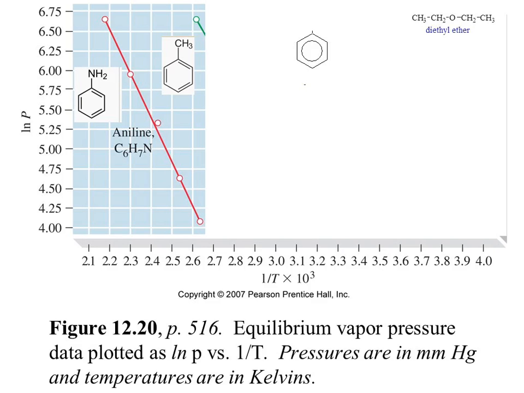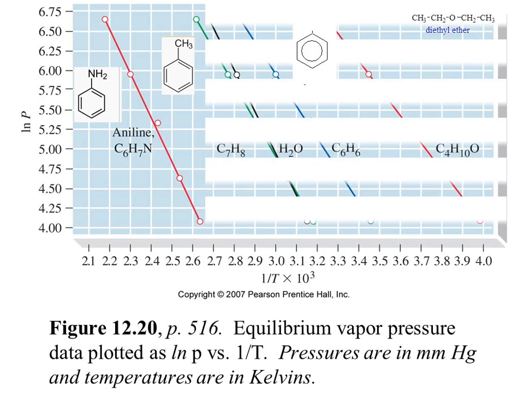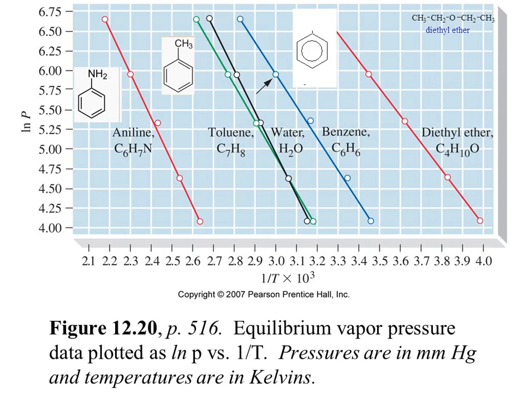So let's see, they ran it 1, 2, 3, 4, 5 times because there's 5 dots up there. They took their pressure and took the natural log of it. They took their temperatures and made sure it was in Kelvin, and then took the 1 over that temperature, and they plotted those. That's it. That's for aniline. And here are the other substances, kind of from left to right. Toluene is benzene with a methyl group. Water is the black line. Benzene is the blue line, and diethyl ether is the red line.